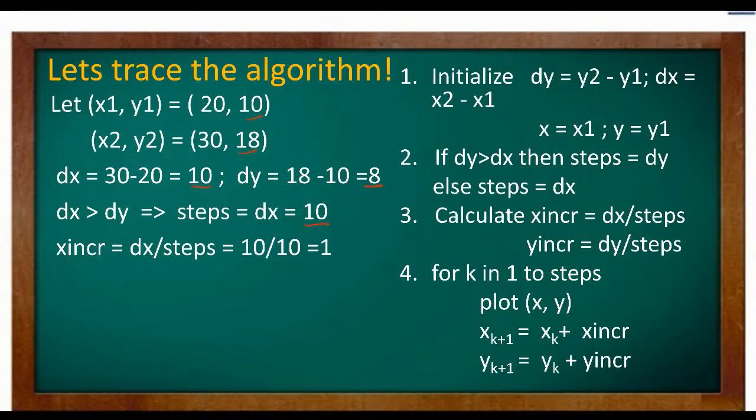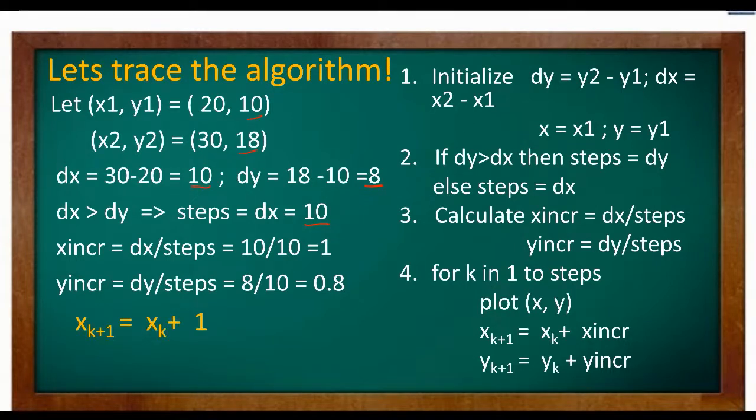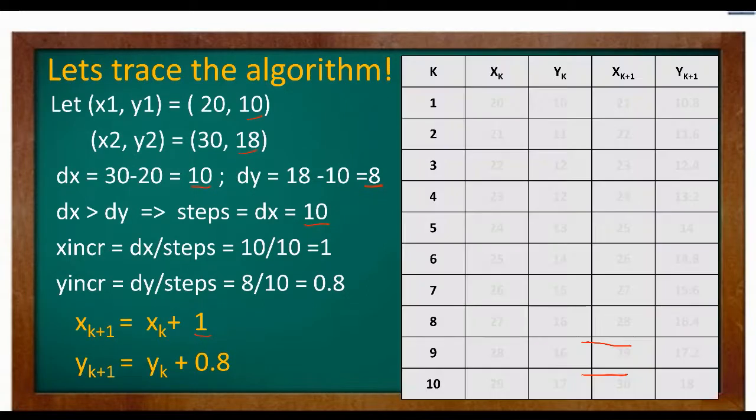Now we calculate the x increment, that is dx divided by steps, 10 divided by 10, which is equal to 1. The y increment is dy divided by steps, that is 8 divided by 10, which is equal to 0.8. So now xk+1 is equal to xk plus 1, and yk+1 is equal to yk plus 0.8, because that is the y increment. With this, we generate the other values.